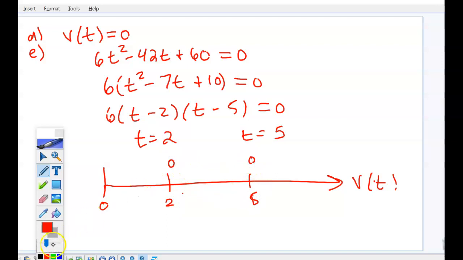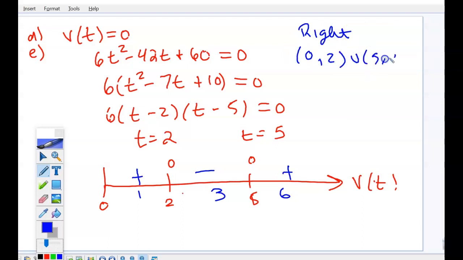Okay, and if I do some test points, 1, 3, and 6, we have already tested 3 and 6, but we'll go through it again. If I put a 1, it's negative, negative, it's positive. 3 is positive, negative. 6 is positive, positive. So when the velocity is positive, I know that my bee is traveling right from 0 to 2, union with 5 to infinity, and it's traveling left from 2 to 5. So there's questions D and E.